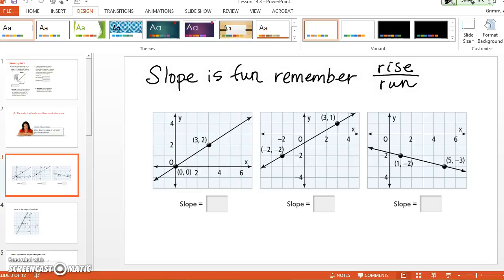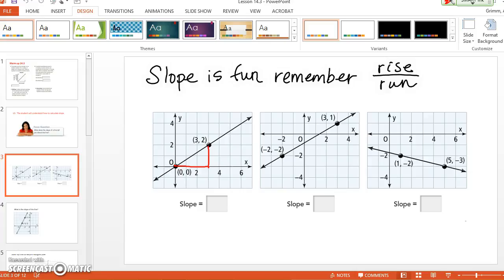Okay? Now, rise would be just like a hot air balloon rises up or down. When we say run, run is the horizontal change. And so it's like if you're running on the ground, you're running like this. All right, so all I have to do is look at these 2 points that they've given me. And basically what I'm going to do is make it into kind of a right triangle.